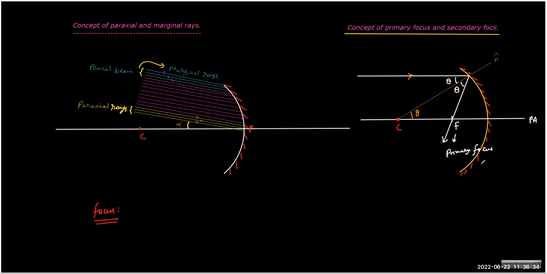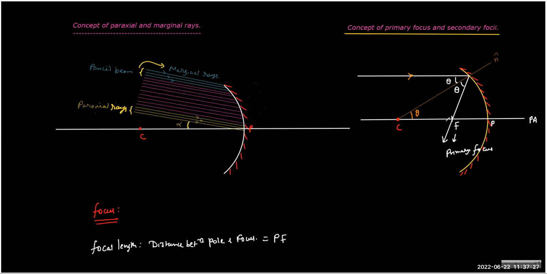Now, can we say that the primary focus is a unique point? No. So what is focal length? I hope you have heard this name, focal length. Focal length by definition is the distance between pole and focus, P to F. But the question is how you're going to calculate the P to F distance.